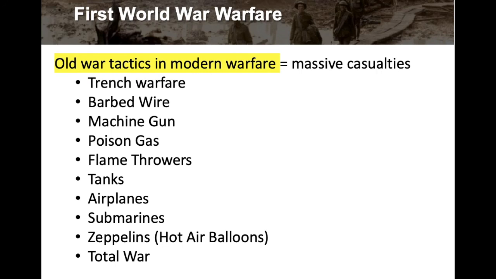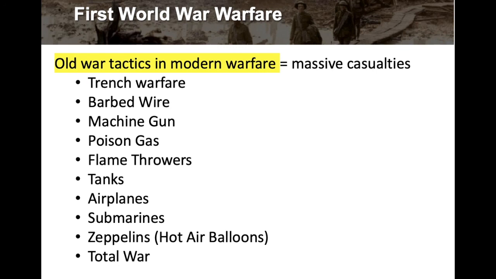Barbed wire. That was put in no man's land to tangle up the troops. There was just so much barbed wire used in no man's land. Some of it were just massive fields of barbed wire. They would put barbed wire over the top of some trenches so that when the enemy would be charging across no man's land, if they made it to the enemy trench, they couldn't get in because there was barbed wire all over it.